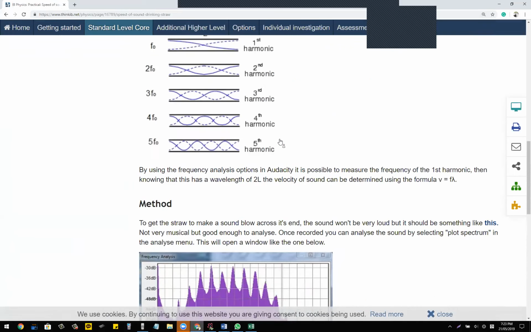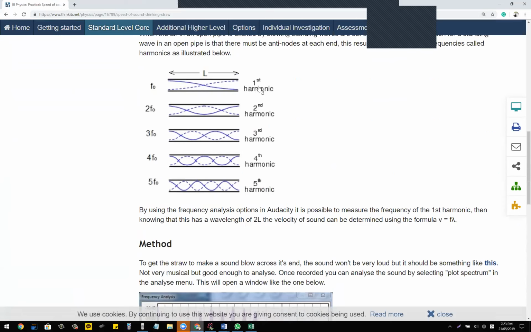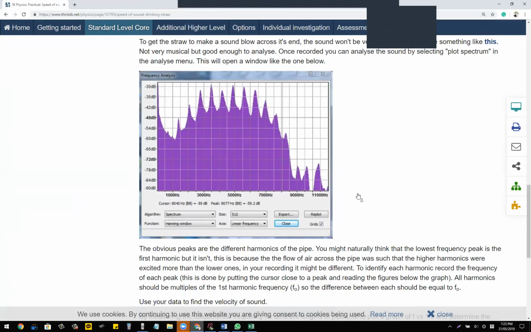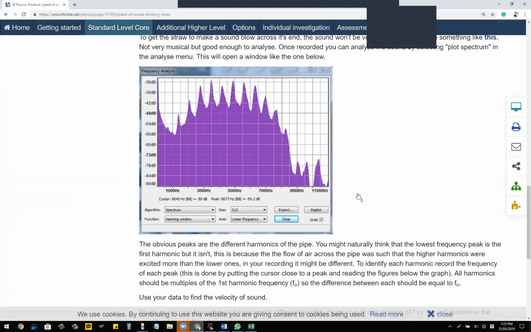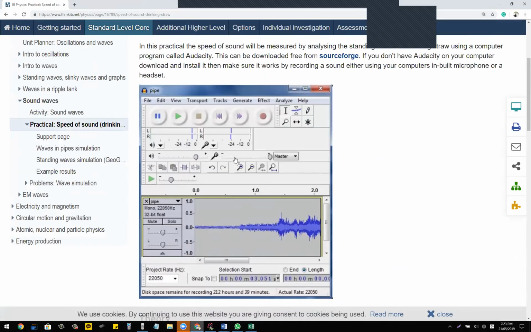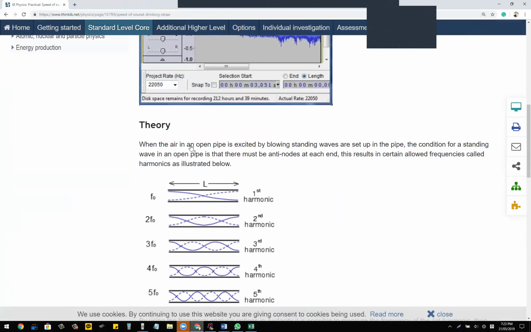Because this is going through the first harmonic, but this one looks like it's got many different harmonics all at the same time. Our graph doesn't look anything like that. That's why I don't think we got as many harmonics. For different straw lengths, we got different harmonics as well. Right. Anyway, let's read through this.